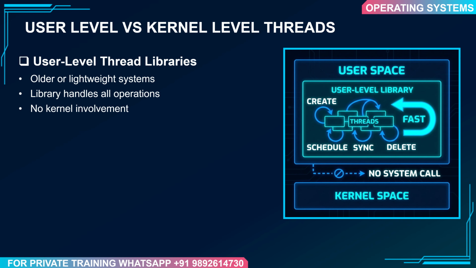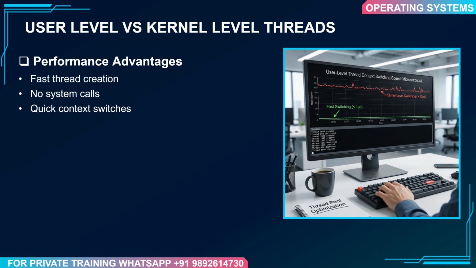A common example of user level threads can be found in older thread libraries or lightweight threading systems. The thread creation, deletion, scheduling, and synchronization are all handled by your user level library. Because of this, creating a new thread is very fast. There is no need to make a system call or switch to kernel mode. Everything happens within user space. This speed is one of the biggest advantages of user level threads.